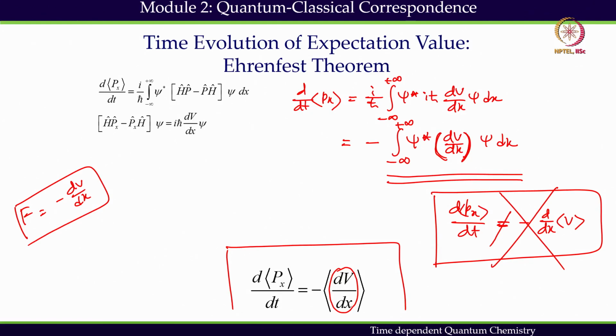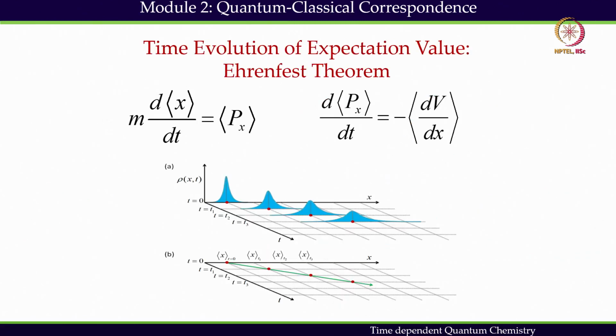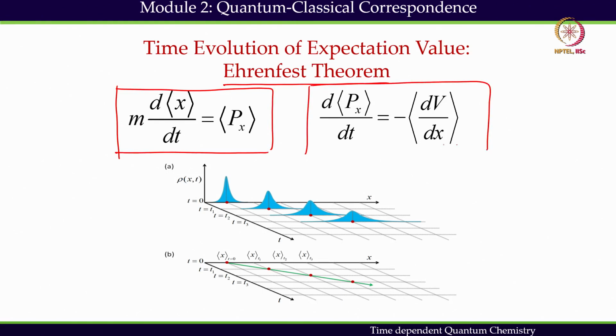This shows that the derivative of the expectation value of the momentum as a function of time depends on the expectation value of the negative spatial derivative of the potential. So, these two equations comprise the Ehrenfest theorem, describing how the expectation value of position and momentum is changing in quantum dynamics.